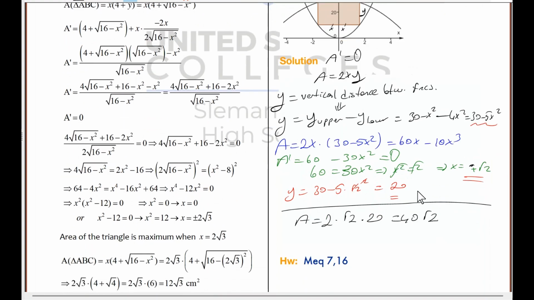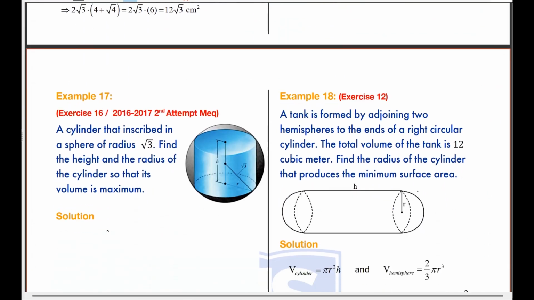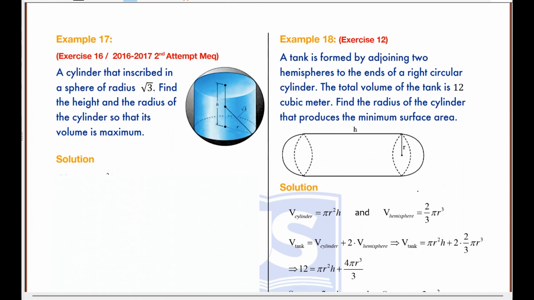The rest is simple. All right, let's continue with the other type of optimization question, a cylinder question. A cylinder that's inscribed in a sphere of radius square root of 3. Find the height and the radius of the cylinder so that its volume is maximum. It's an exercise question and came in Wizari once.